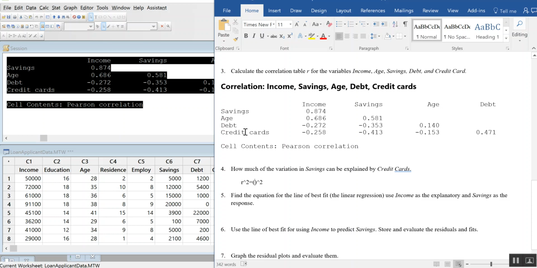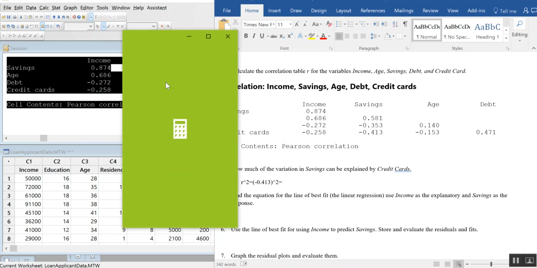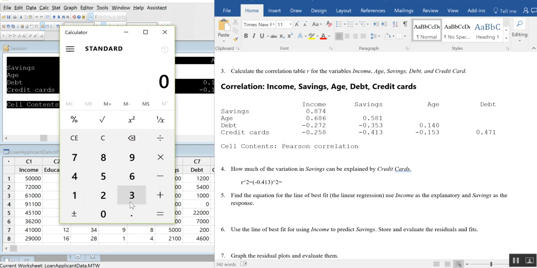So where's the r for savings and credit cards? Uh-oh, savings, credit card. It's not there. Let's look down the credit card ones. Credit card, savings, right there it is. So I got negative 0.413. All right, now I need a calculator. While I do that, what I was saying is that they describe different things, but they very much are related by, I just take one and square the other. So I need 0.413, and then I square it. If you're wondering why I'm not bothering with the negative, well, negative times negative is positive, so that's the same thing.